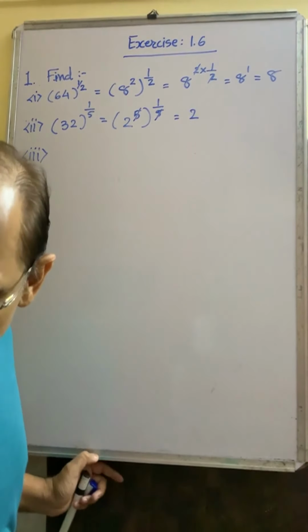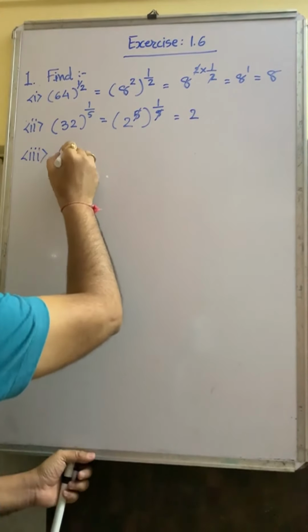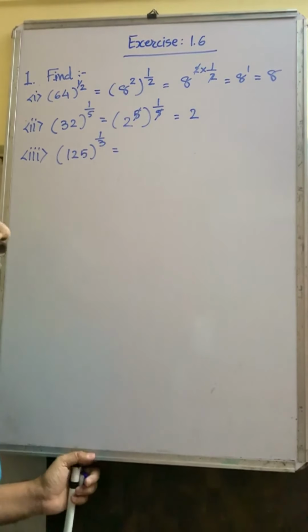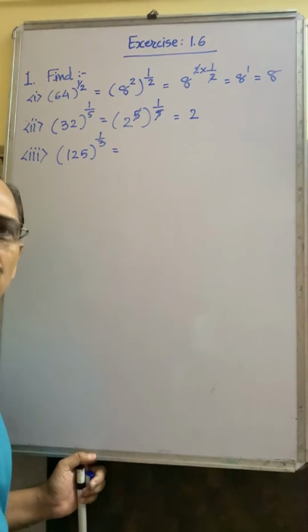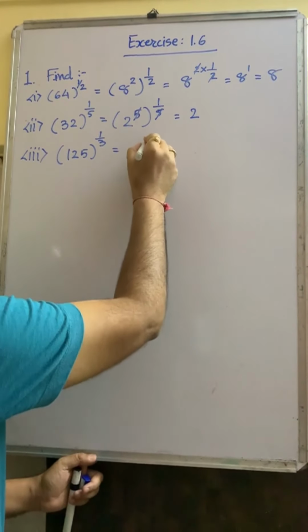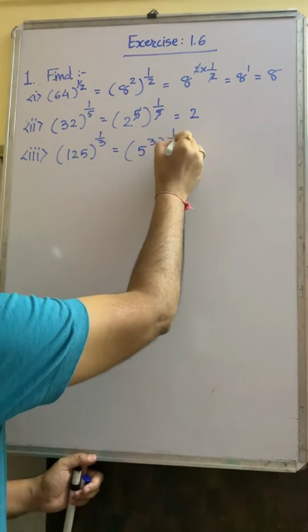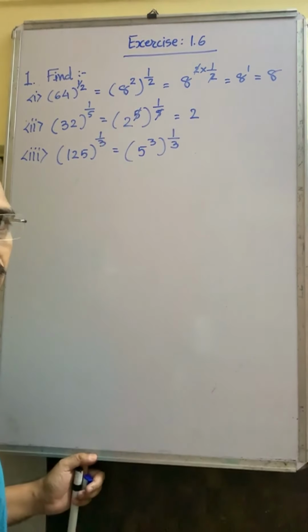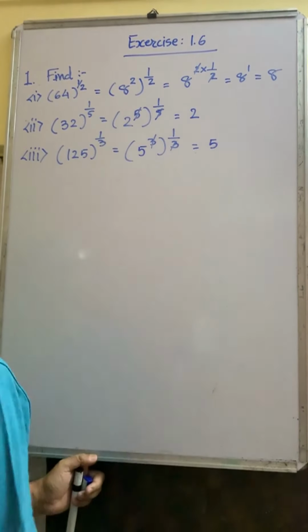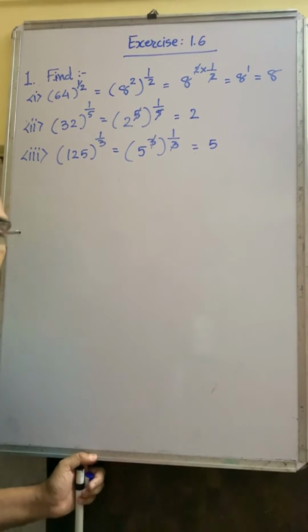Third number, 125 raised to 1 upon 3, power 1 upon 3. Now, power 1 upon 3, so 125 is the cube of which term? You know, 5 cube. Whole raised to 1 upon 3, power of power, once again 3 3 cancel, 5 raised to 1 means 5. Very simple.